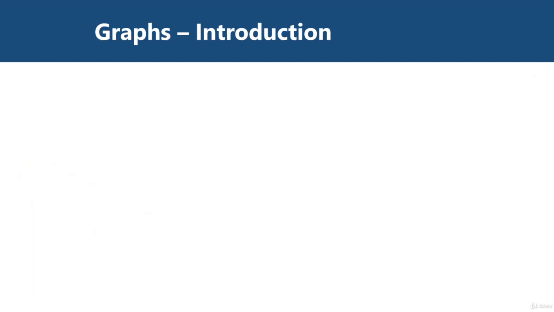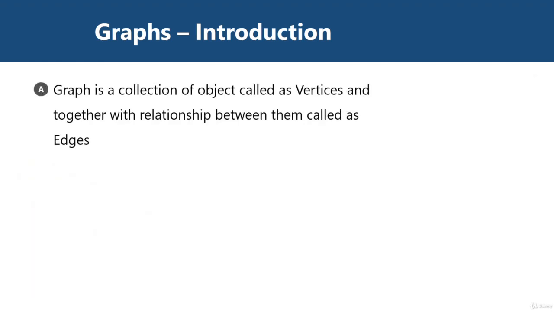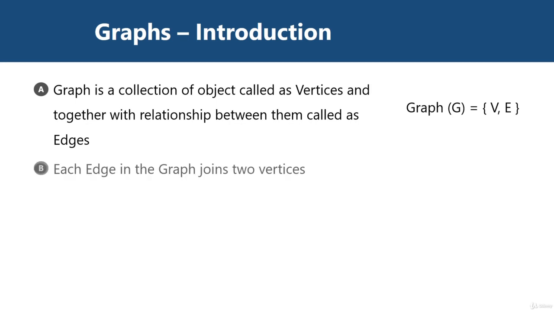Let us now formally define a graph data structure. A graph is a collection of objects called vertices, together with the relationships between objects called edges. So a graph G is a set V of vertices and a set E of edges, each of which is a pair of vertices, or simply an edge in a graph joining two vertices. The vertices are sometimes also called nodes, and edges are sometimes called arcs. But we will be using the terms vertices and edges throughout this section.